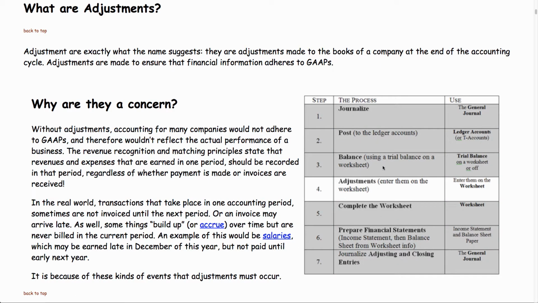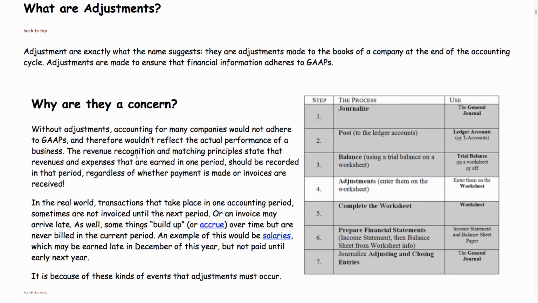This is the step in the accounting cycle. After you've posted, you've done a trial balance, and you're about ready to make your financial statements, you have to make sure everything's perfect by doing adjustments. Normally nowadays, we skip the worksheet process because computers don't need it. We go right from adjustments and we make our financial statements, the last step being closing entries.